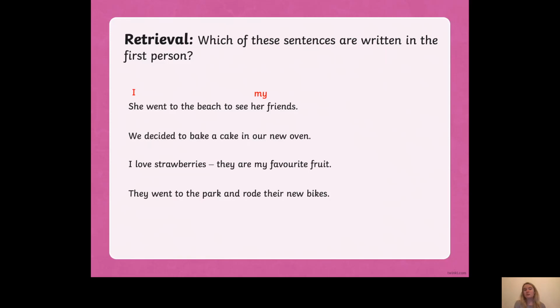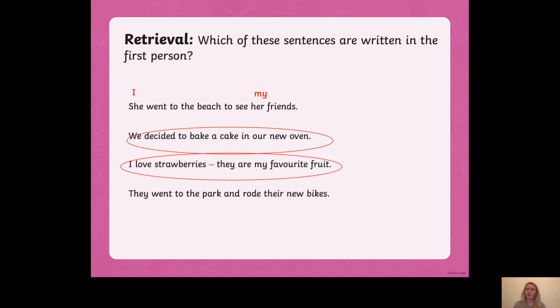We decided to bake a cake in our new oven. Well, am I part of we? I am, aren't I? Because when we say we mean ourselves and some other people. So therefore, that is in the first person because I am part of that group. I am part of the group that decided to bake a cake in our new oven. So therefore, I can circle that one because it's in the first person. Okay, then we have, I love strawberries. They are my favourite fruit. Wow, who is it that loves strawberries? Yes, I love strawberries, so I'm talking about myself. So therefore, again, that is in the first person.